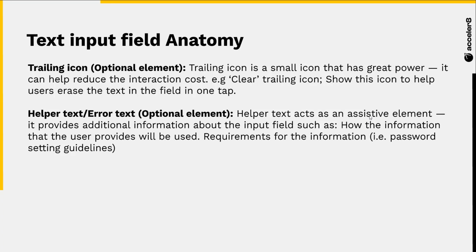Helper text acts as an assistive element. It provides additional information about the input field, such as how the information that the user provides will be used, or requirements for the information, for example password setting guidelines. So without further ado, let's head into Figma and design some input fields.